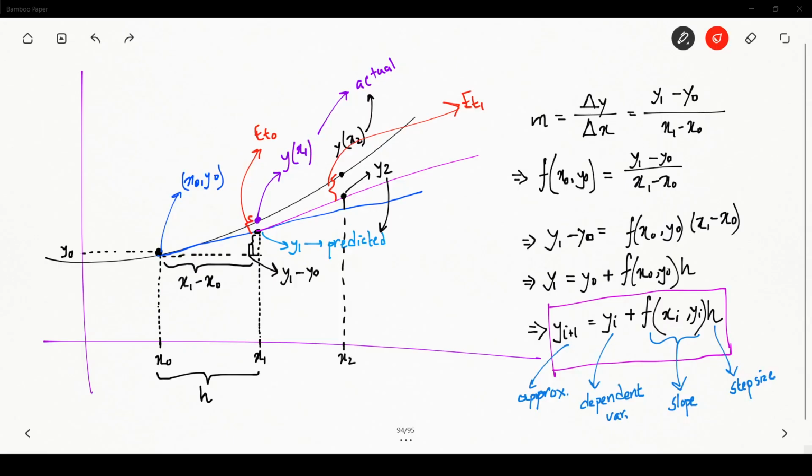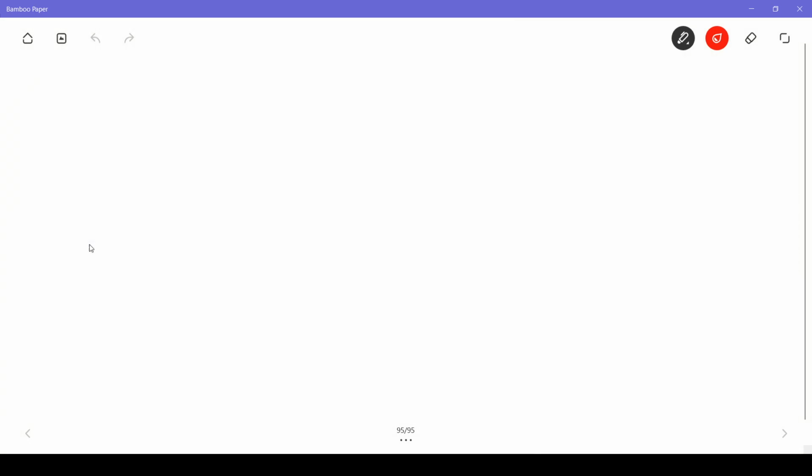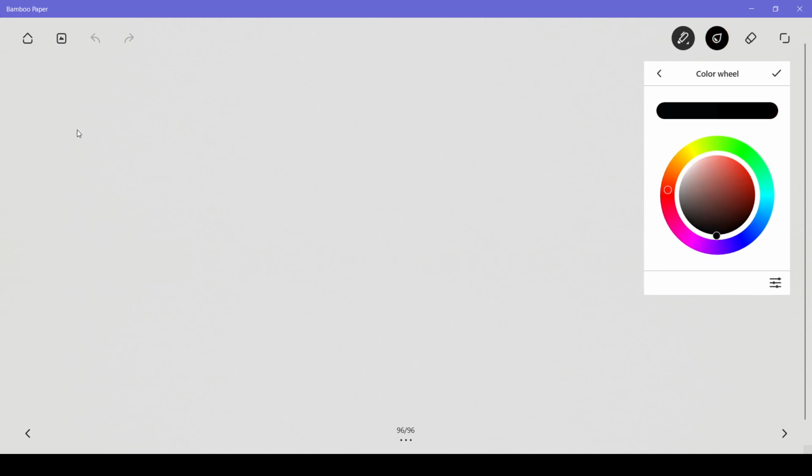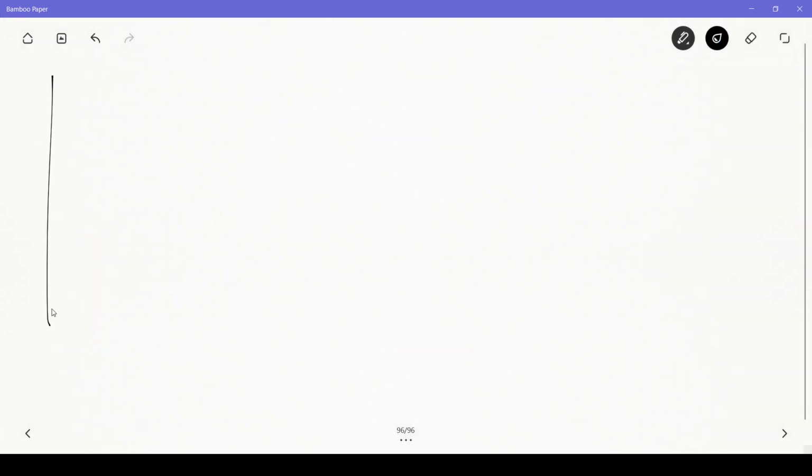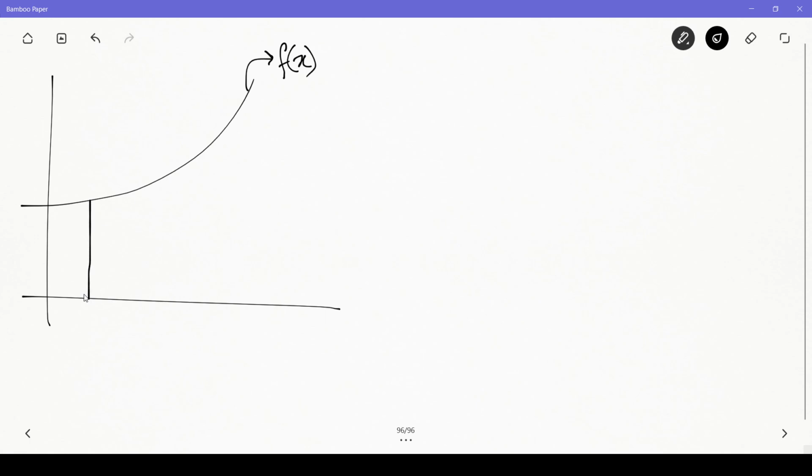Now we are back to our bamboo paper. Let's go to the next page. So suppose we have a graph of a function that looks roughly something like this. Let's call this graph f of x. It is a function f of x, and it is continuous and real valued within a closed interval. Let's say this is the closed interval within which it is continuous and real valued, and the lower limit of the interval is a, and the upper limit of the interval is b.